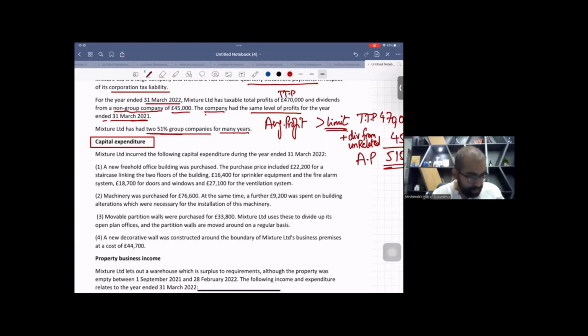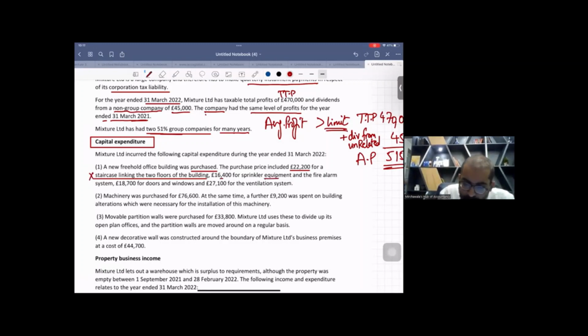Read it. A new freehold building was purchased. The purchase price included 22,200 for a staircase linking 2 floors of the building. Staircase is not plant and machinery. Staircase is part of the building. So we don't need to include it.